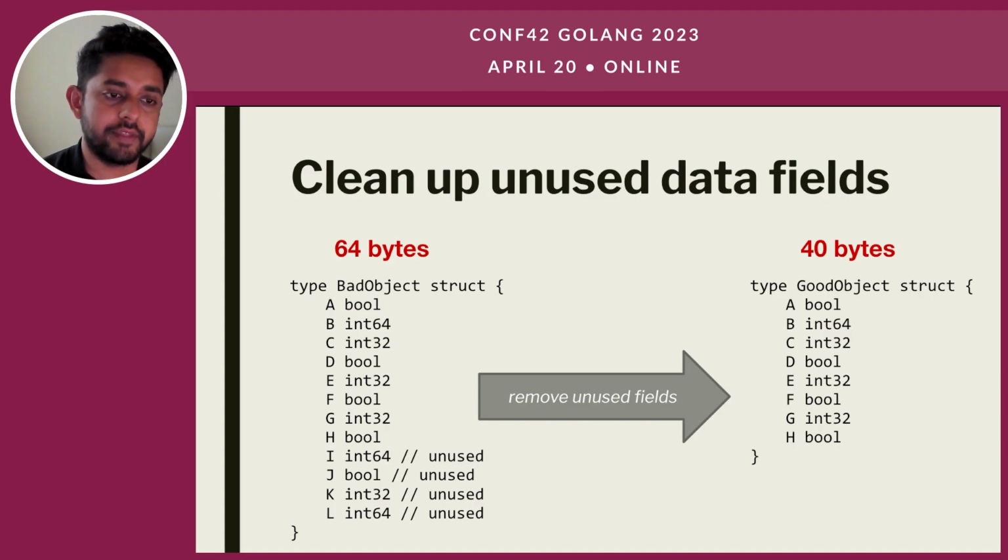So fields I through L here are unused, but they're still taking on their default values. If we remove those, we essentially went from 64 bytes to 40 bytes, which is a pretty significant win if you think about the number of objects that you might be storing on heap in a very large-scale application. The other side benefit of this is that you're actually simplifying your code and making it easier to understand, and reducing the amount of errors that might come up from someone who misunderstands what a field is in the future.